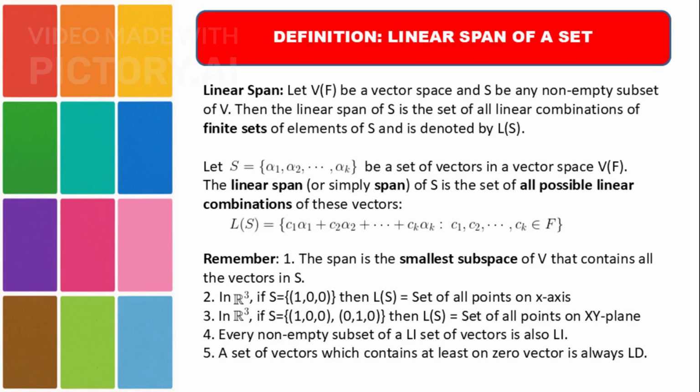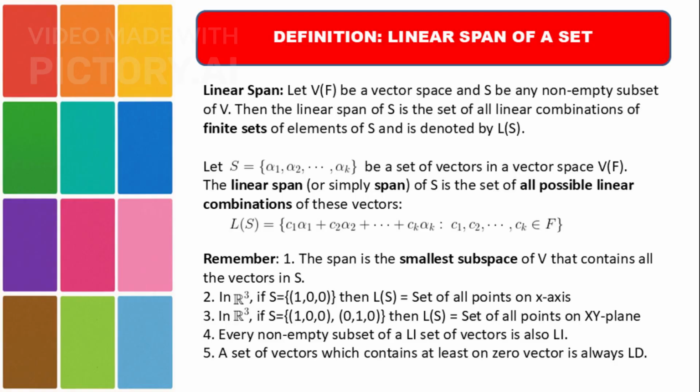Linear span. Let V(F) be a vector space and S be any non-empty subset of V, then the linear span of S is the set of all linear combinations of finite sets of elements of S and is denoted by L(S). Remember the following points. First, the span is the smallest subspace of V that contains all the vectors in S.